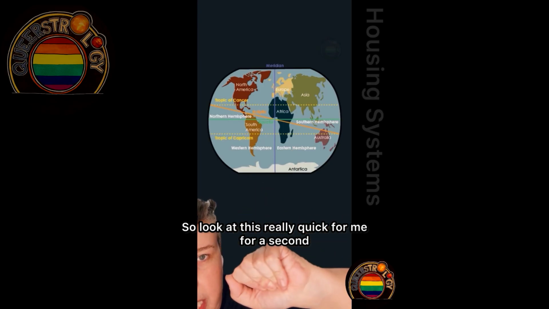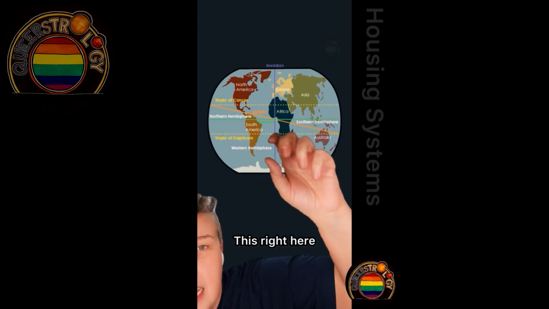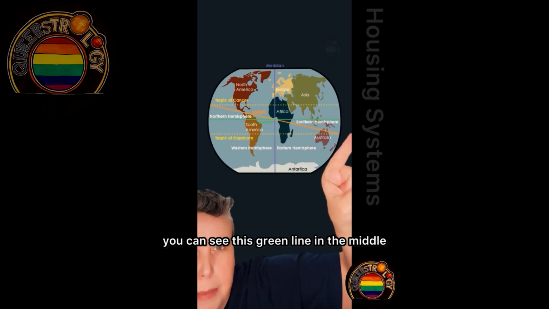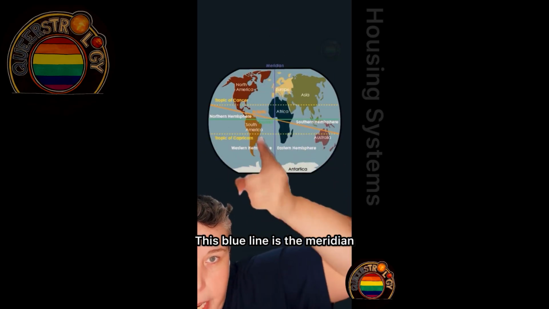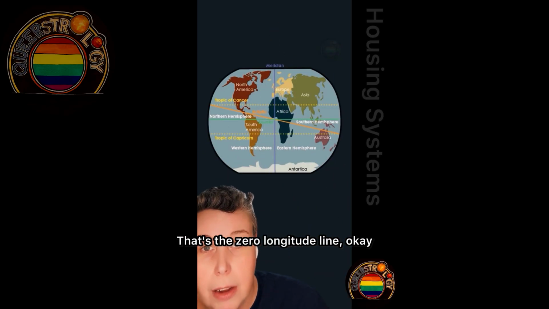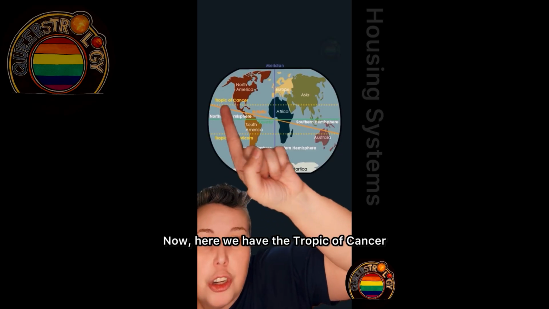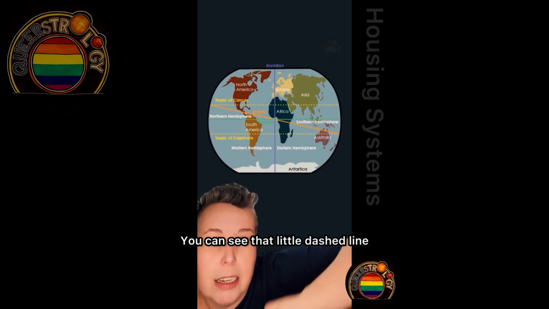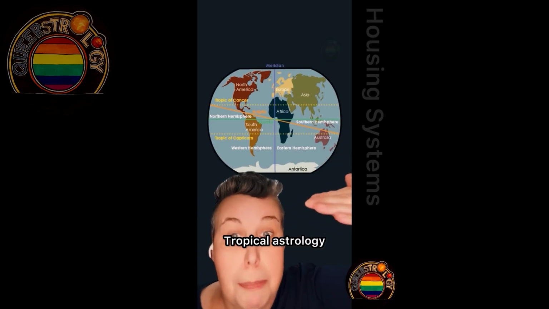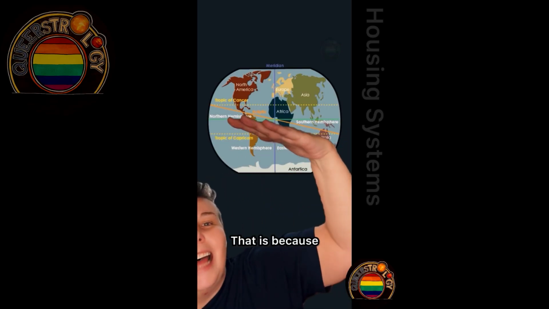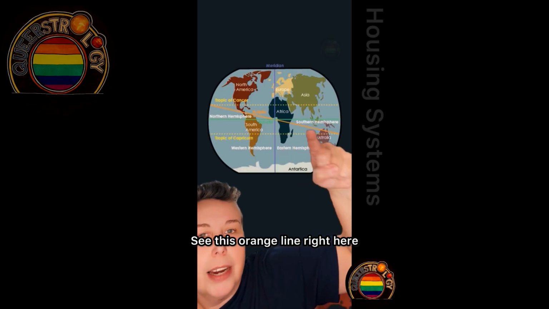So look at this really quick for me for a second. This right here, you can see this green line in the middle. That's the equator. This blue line is the meridian. That's the 0 longitude line, okay? Now, here we have the Tropic of Cancer. You can see that little dashed line. And here's the Tropic of Capricorn, tropical astrology. That is because, see this orange line right here?